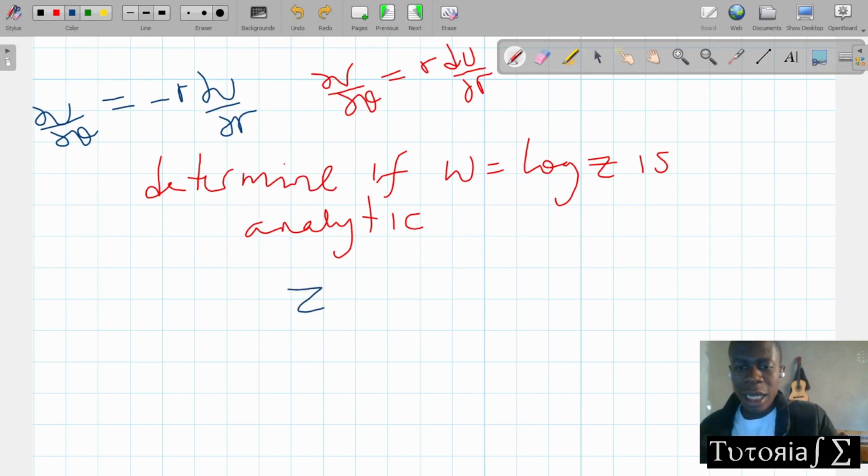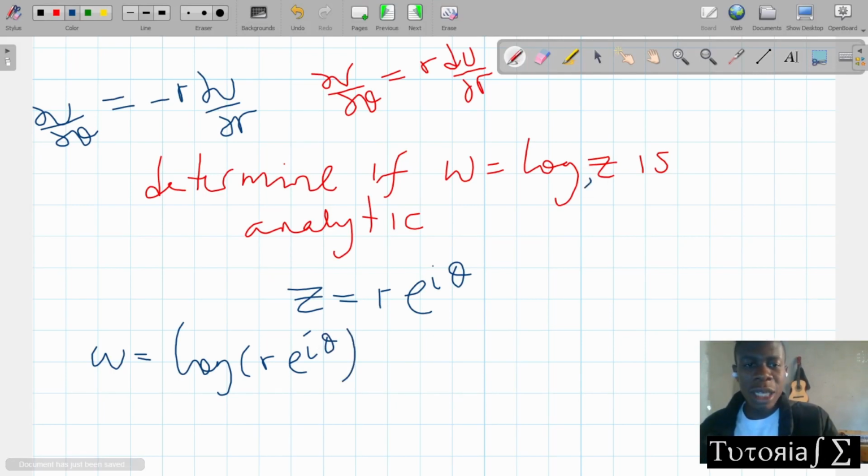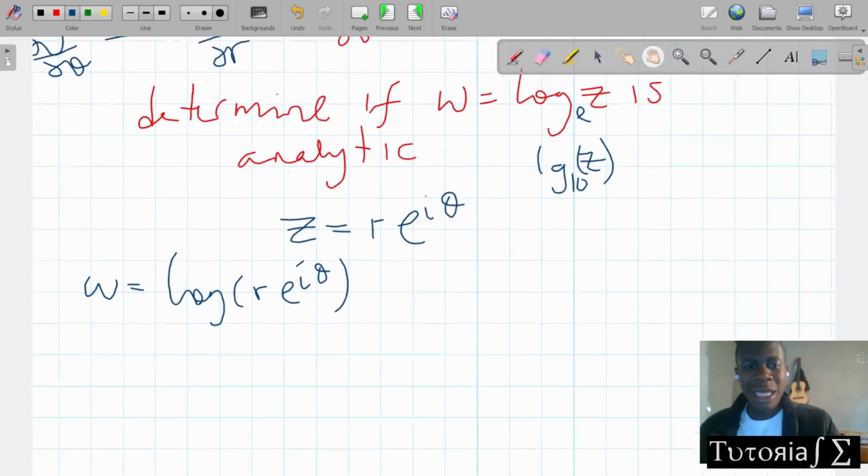We know that Z is equal to R e to the I theta, meaning that W will be equal to, where there is Z we can put R e to the I theta, like that. Okay, and mind you, this is log Z to base E. If it was to base 10, they would write it with the base, and we would have known that this is to base 10. But if there is nothing there, that is to base E. That is a disclaimer that you should have. All right, so that is to base E.